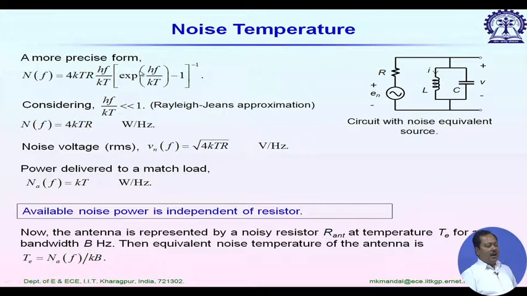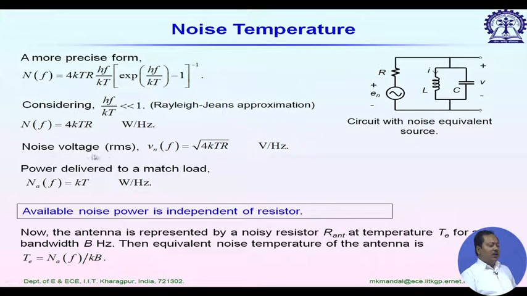Under a special condition, when hf by kT is much less than 1, it is called the Rayleigh-Jeans approximation. That means we are considering the low frequency, high temperature case. For lower millimeter wave frequencies we do not have any problem, and we can use this approximation. But if we go to higher frequencies, say near 300 gigahertz, and go for space applications where the temperature is very low, we can't use this approximation and have to use the whole form. But for indoor channel modeling, or whatever we are doing on the earth's surface at room temperature of 290 Kelvin, in most cases this formulation is valid below 100 gigahertz, and we can write N(f) equal to 4kTR watt per hertz.